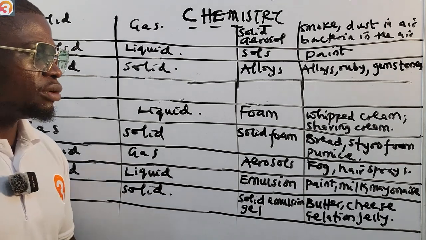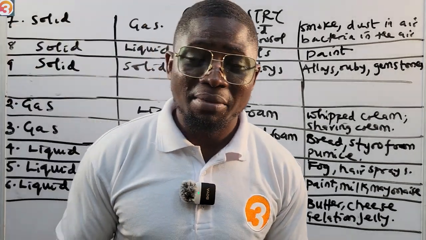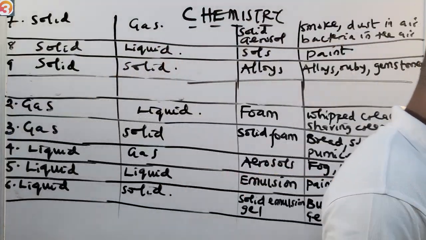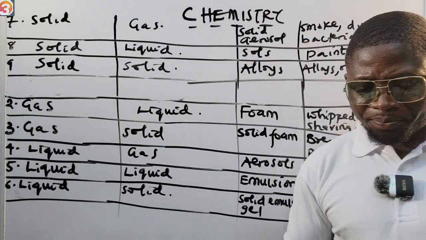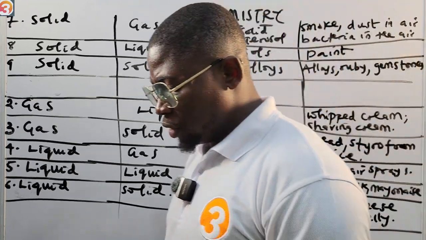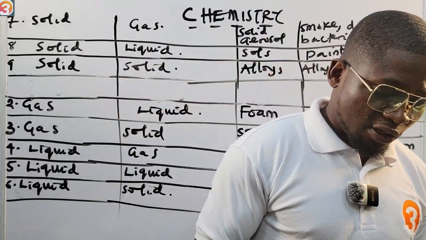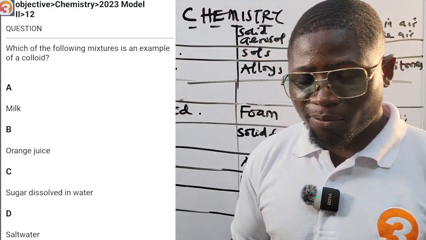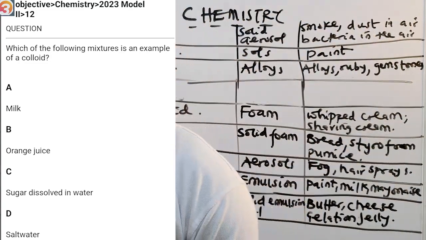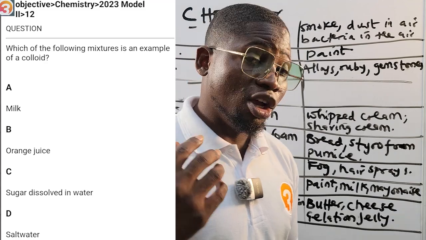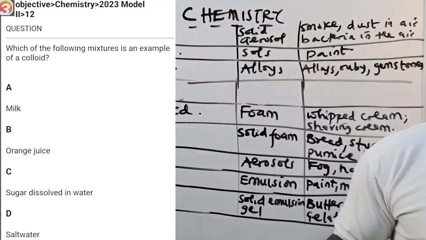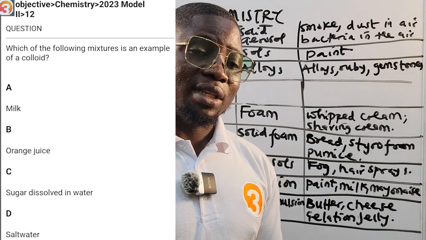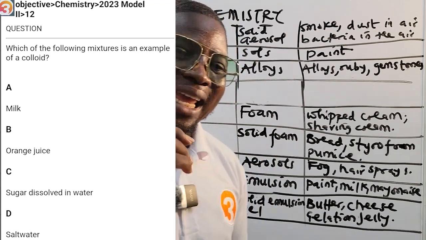So now, what I'm going to do, we're going to go to the O3 School JAMB app immediately, and take some questions to cement our understanding about the topic. The 2023 question number 12 says, which of the following mixtures is an example of a colloid? By now, you already know that milk is a colloid. A, milk. B, orange juice. C, sugar dissolved in water. D, salt water. So the correct answer there will be A, milk.